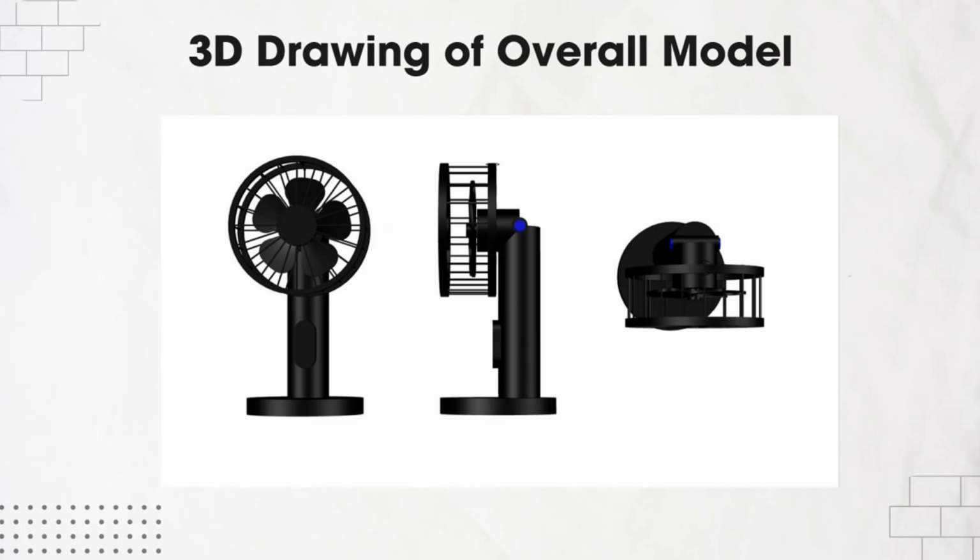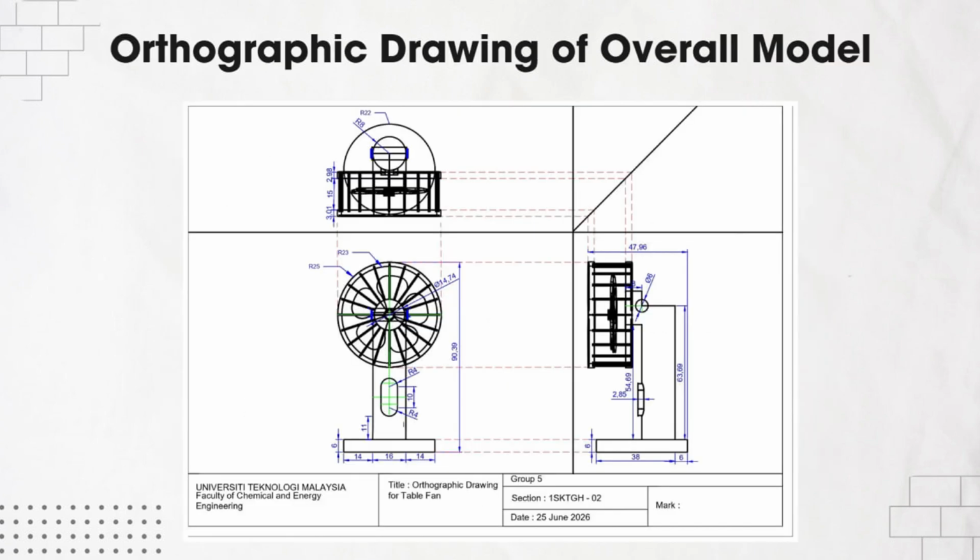This is the 3D drawing developed by our group using AutoCAD. This model represents the overall design of the table fan, including fan blade, fan guard, fan stand, and fan base. Through this 3D model, our group was able to visualize the final design and the arrangement of each component. Next, I will explain the orthographic drawing of our table fan. The drawing consists of three main views, which are the front view, top view, and side view. These views are used to show the accurate shape and dimension of our design.